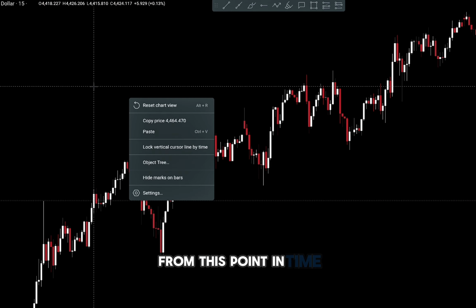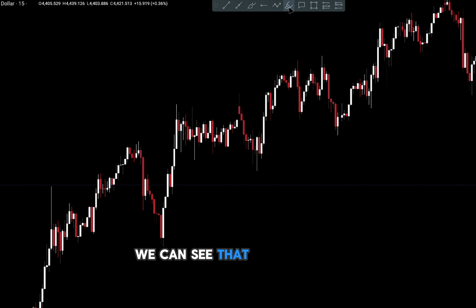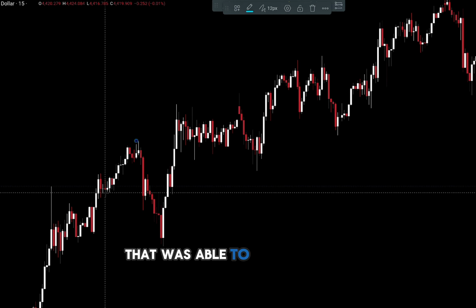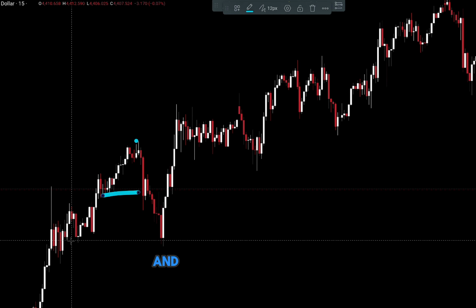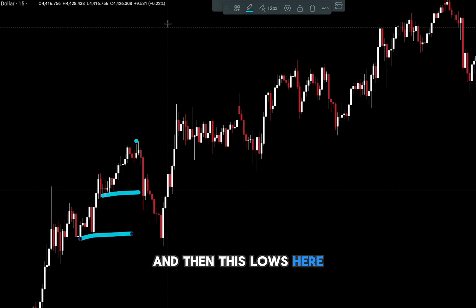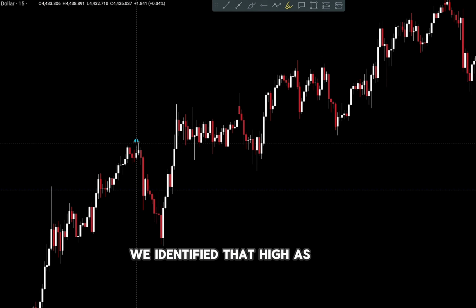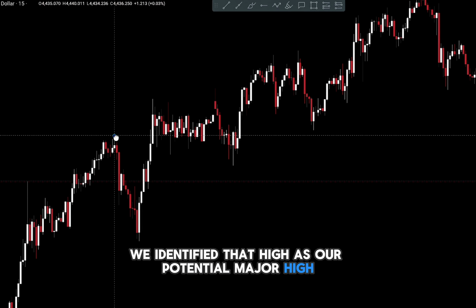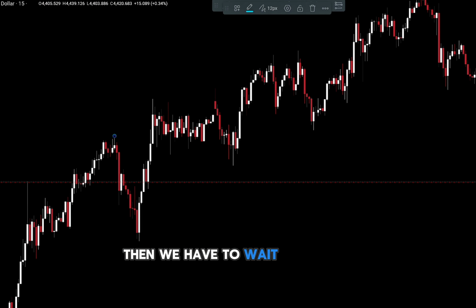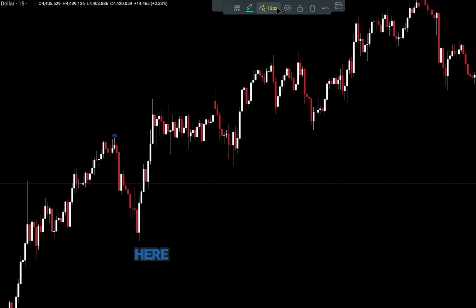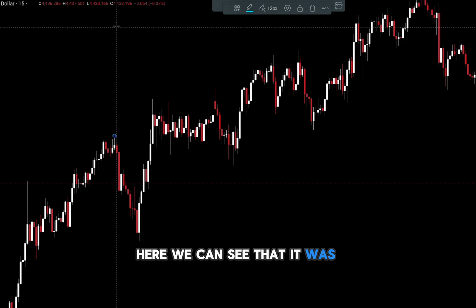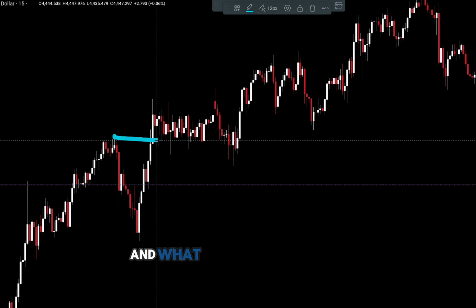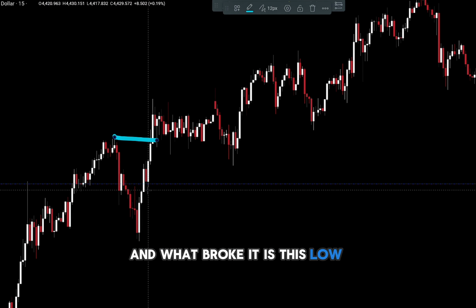From this point in time, we can see that we got this particular high here that was able to take out this low and then this low here. We identified that high as our potential major high. Then we have to wait until it is broken. Here we can see that it was broken, and what broke it is this low here.